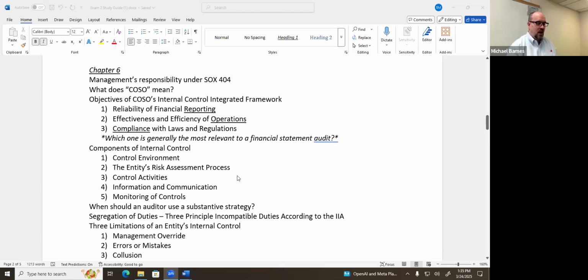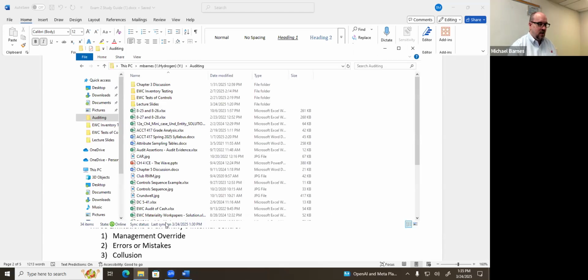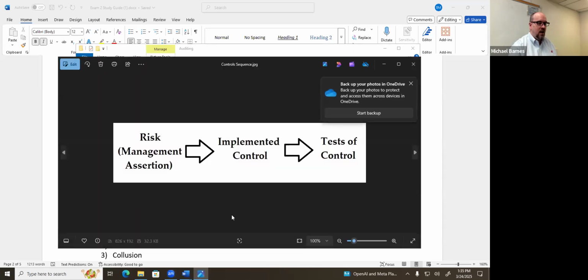All right, so it probably goes without saying that you need to not only know this diagram right here, but learn how to appreciate it, because this is a foundation diagram that we're moving forward with. Controls rely on the fact that we have risks present in an organization. We characterize risks using management assertions. Our controls should address the risk in the management assertion, and the test of controls should address the implemented control that's in place. So make sure you know this diagram right here. This will save you a lot of headache.